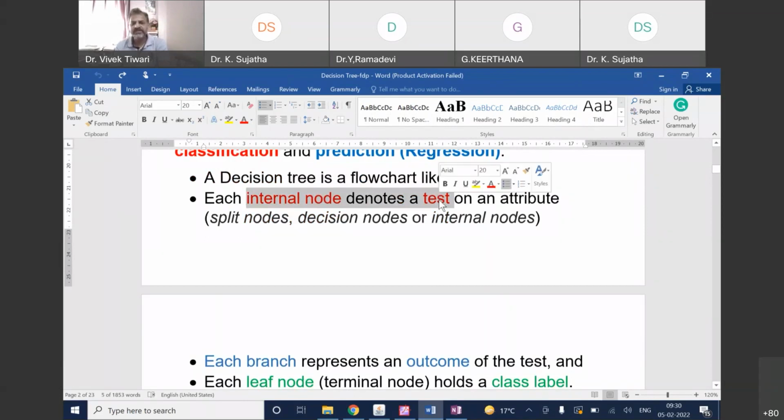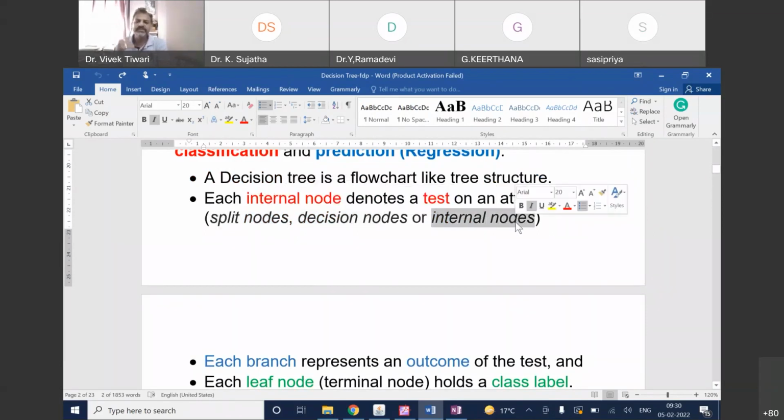What is the meaning of internal node? That node, from a terminological point of view, we call it split node. We call it decision node. We call it internal node. So many books are using different words for the internal node. Some books call it internal node, some call it decision node, some call it split node.